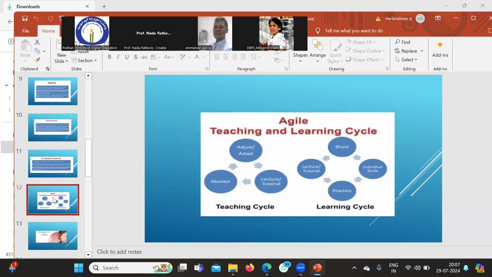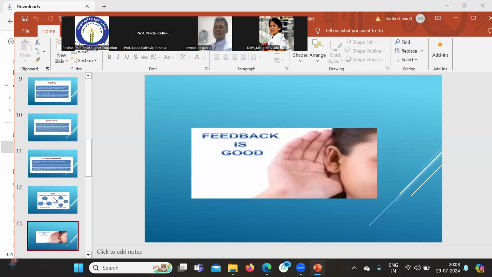Then this is the diagrammatic representation of agile learning and the teaching-learning cycle. Adjust, adapt, monitor, lecture. There is a loop. Loop in the sense it's an iteration. It's a cycle. Whatever we do, it always has to be followed. That monitoring, that adaptability, that lecture, the feedback, the practice, the individual attention, everything is in a cycle process.